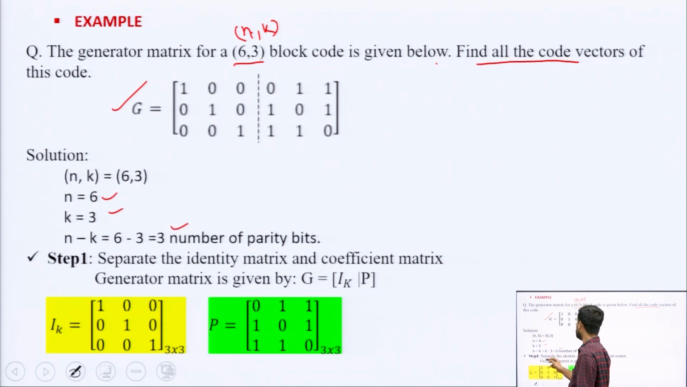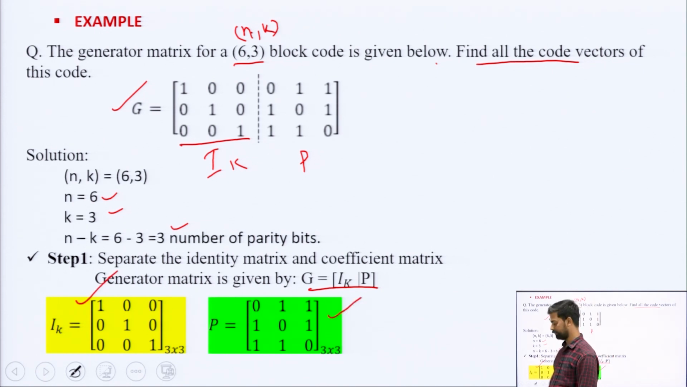Step one is to separate the identity matrix. We have to first separate the identity matrix and the coefficient matrix. The generator matrix is given by G equals [I_k | P]. This is I_k, the identity matrix, and this is P, the parity matrix.